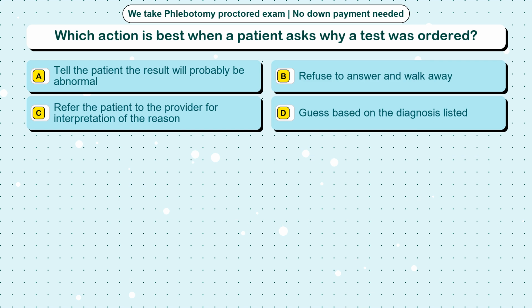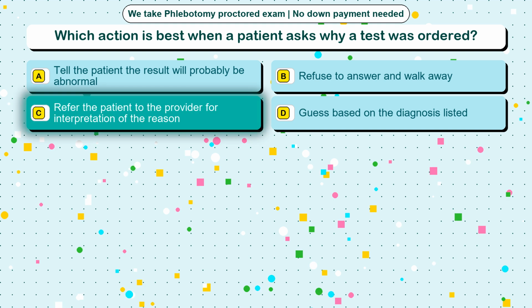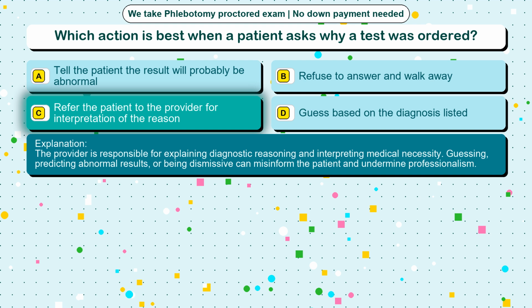Question 63. Which action is best when a patient asks why a test was ordered? Option A, tell the patient the result will probably be abnormal. Option B, refuse to answer and walk away. Option C, refer the patient to the provider for interpretation of the reason. Option D, guess based on the diagnosis listed. The correct answer is option C. Refer the patient to the provider for interpretation of the reason. The provider is responsible for explaining diagnostic reasoning and interpreting medical necessity. Guessing, predicting abnormal results, or being dismissive can misinform the patient and undermine professionalism.